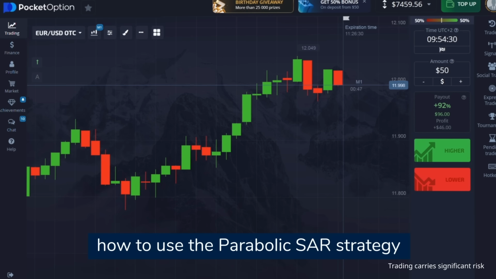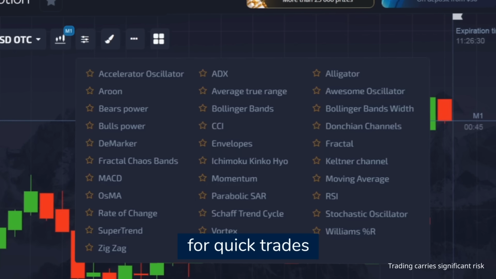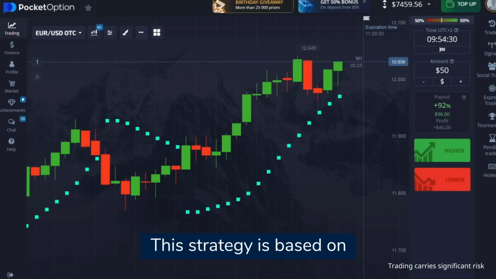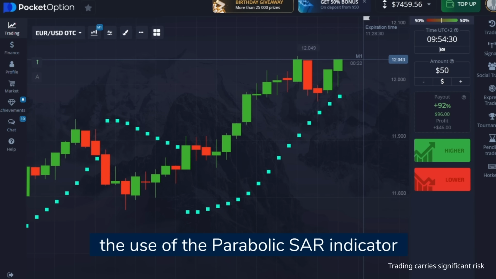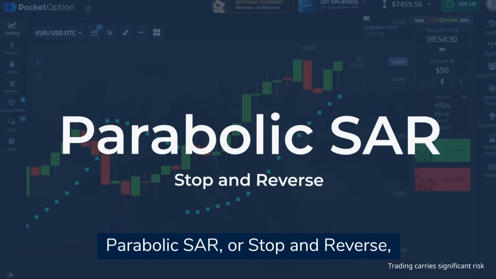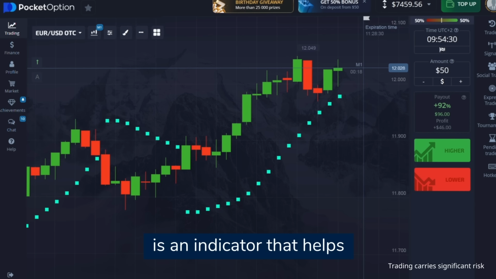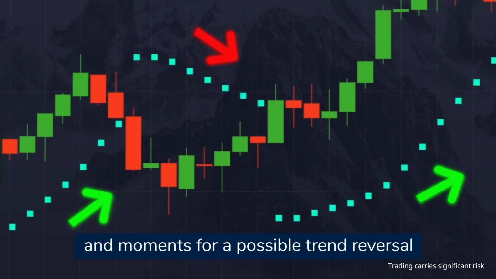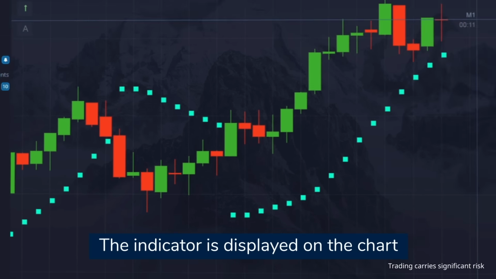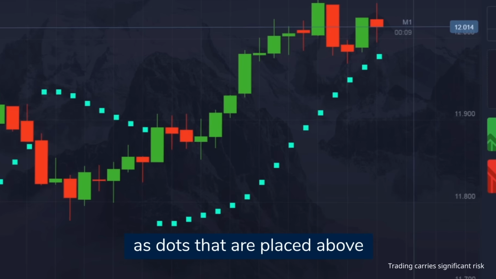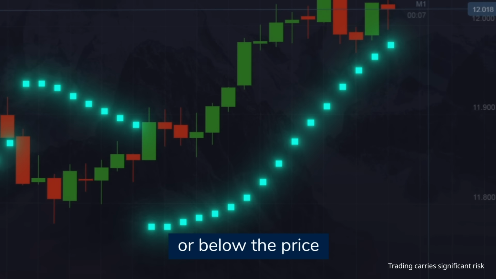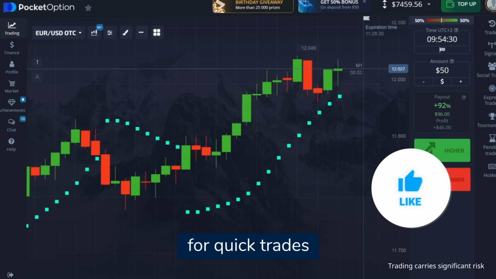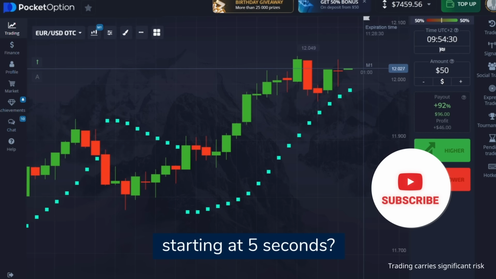Today, we'll show you how to use the Parabolic SAR strategy for quick trades starting at 5 seconds. This strategy is based on the use of the Parabolic SAR indicator. Parabolic SAR, or stop and reverse, is an indicator that helps to determine the trend direction and moments for a possible trend reversal. The indicator is displayed on the chart as dots that are placed above or below the price. How to set up the Parabolic SAR indicator for quick trades starting at 5 seconds.